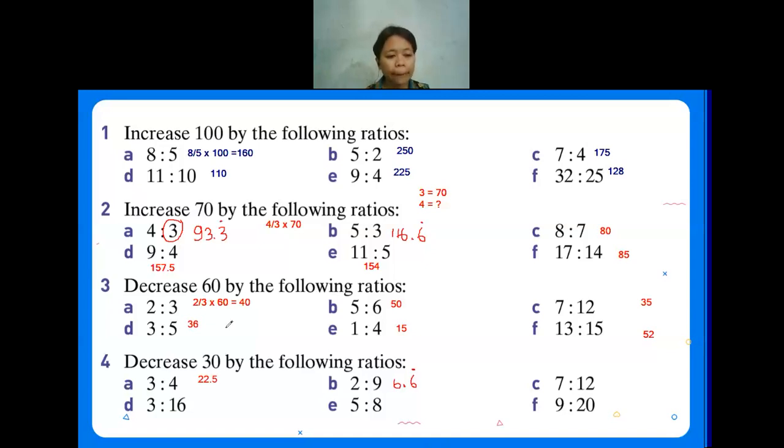For question C, 17.5. For question D, 5.625. Is there anyone who got a different answer or is confused before I continue? No, teacher. Okay. For question E, 18.75.